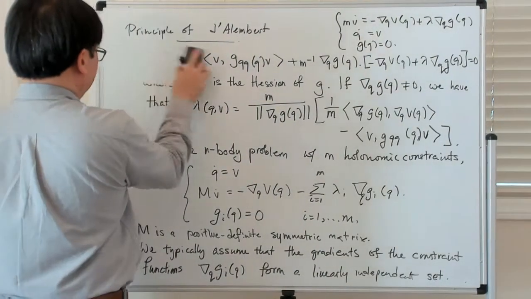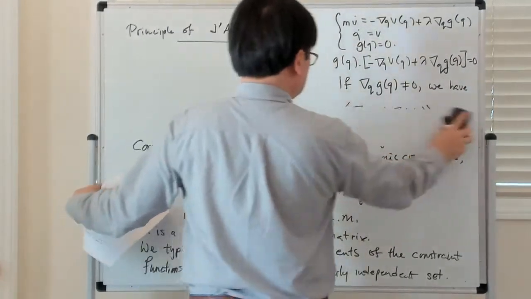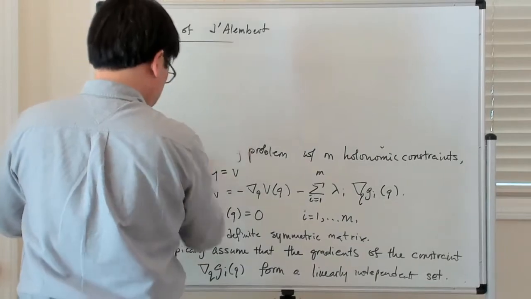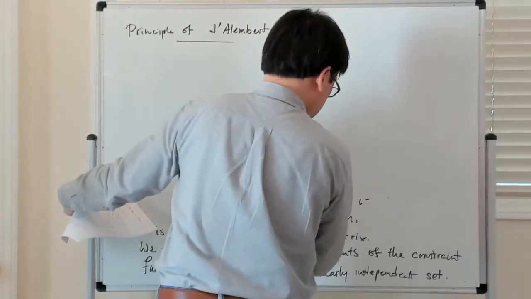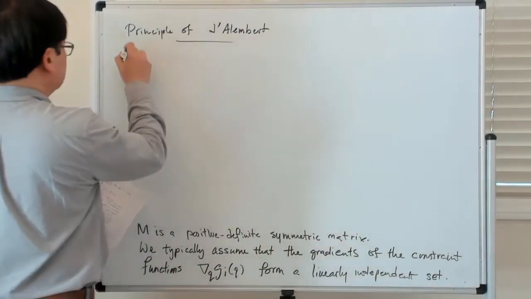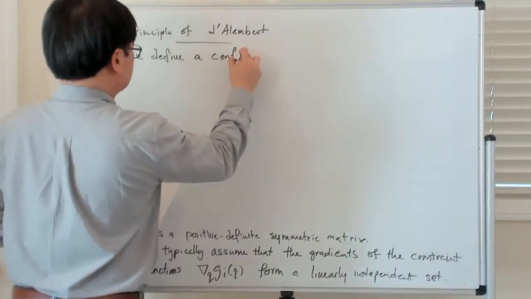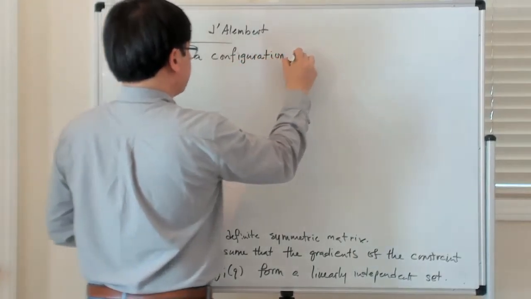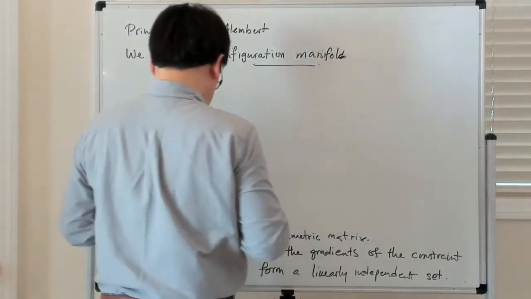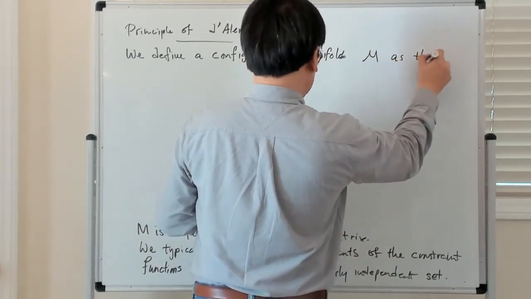Okay, so if you have that, you can talk about the idea of a configuration manifold, denoted by script M, as the space of admissible positions.